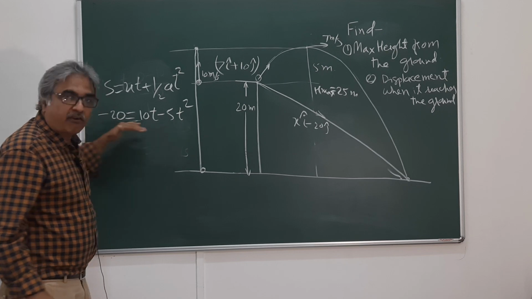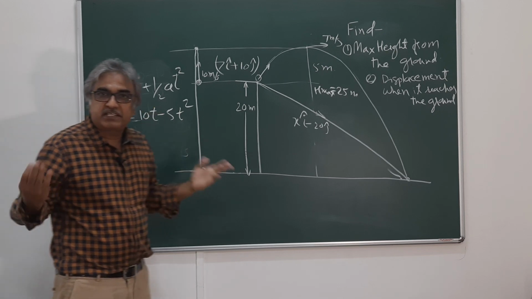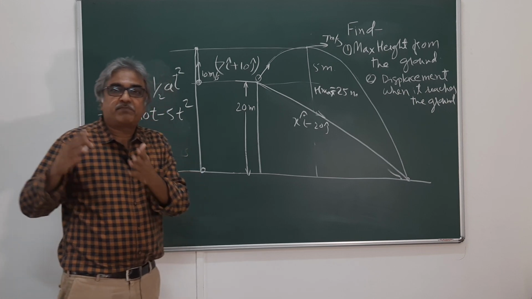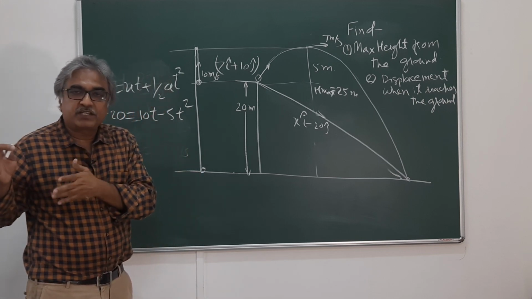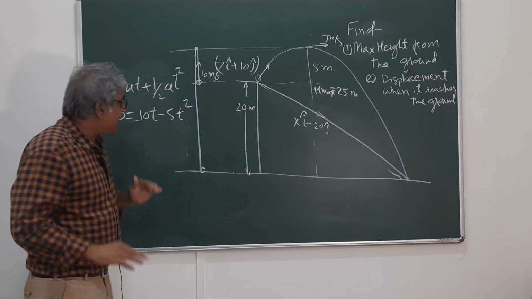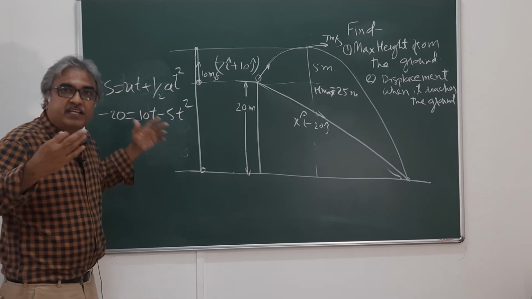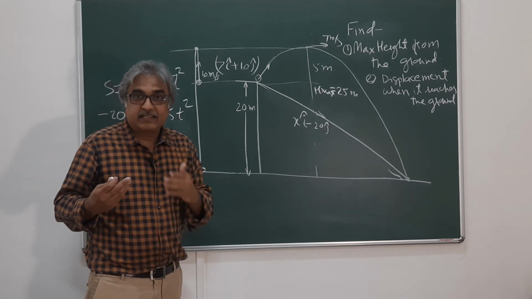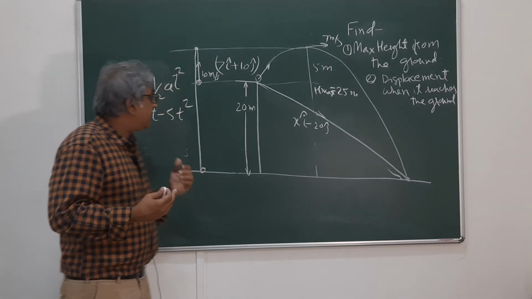This is a quadratic equation, ax square plus bx plus c. You can find out t considering the expression minus b plus or minus under root b square minus 4ac upon 2a. You can do that, but it's slightly complicated because there is a quadratic equation involved in this. Is there any other way? Yes, there is another way. What could be that way?